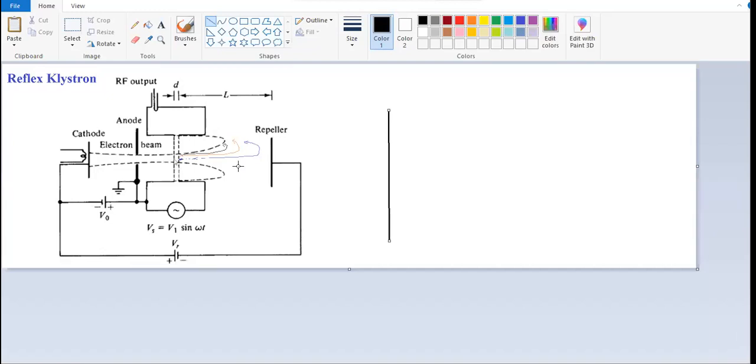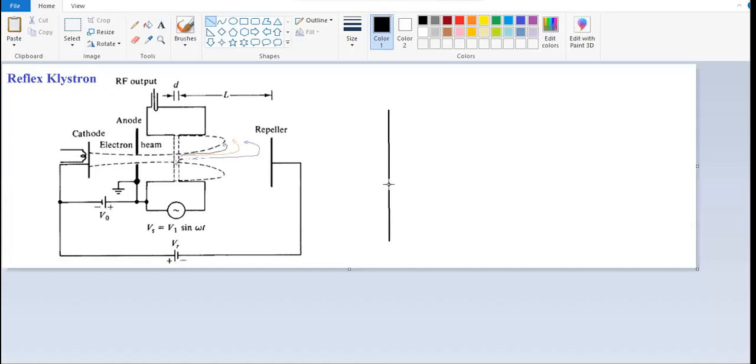Shubham, do you have any question? Sir, the klystron amplifier is not in the test yet, right? It is part of Module 4, right? No, this is part of Module 4. Thank you, sir.